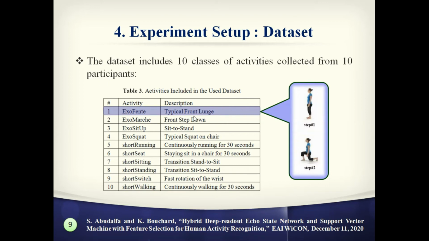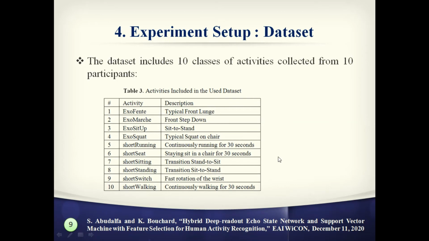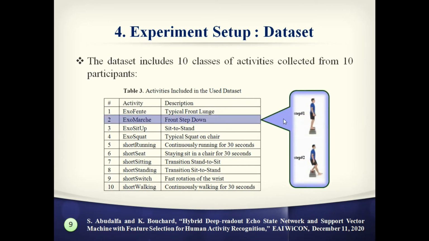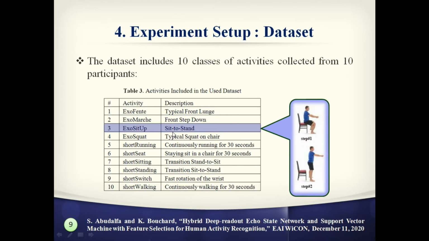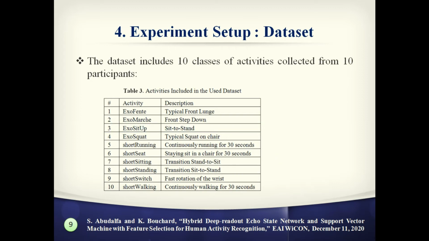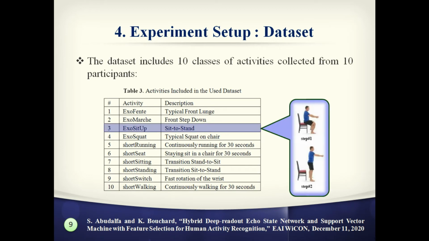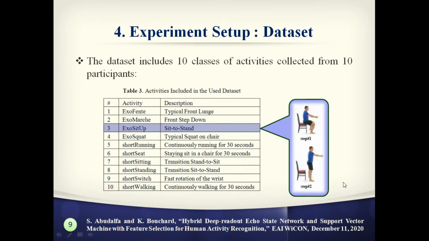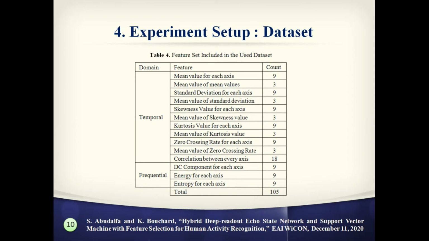For example, this activity consists of two steps, and the second one clarifies how to measure the step down activity. The third one describes the activity of sit down, and so on. This table shows a set of features used with the dataset.